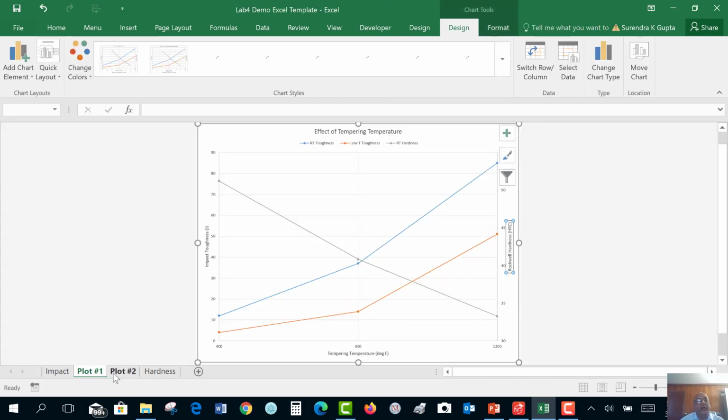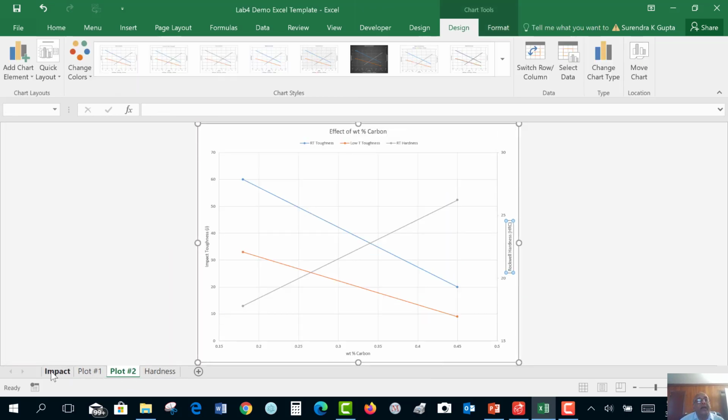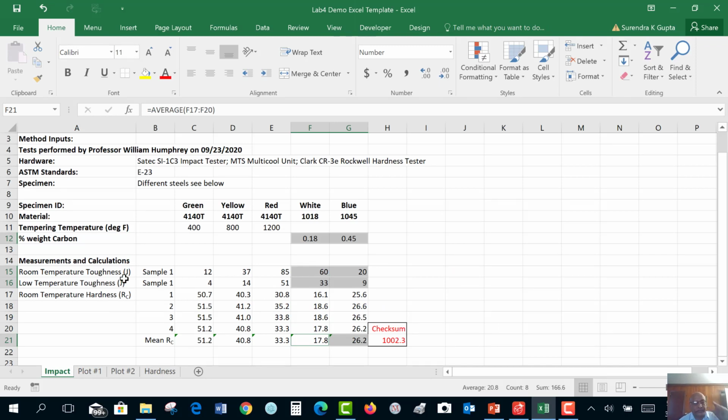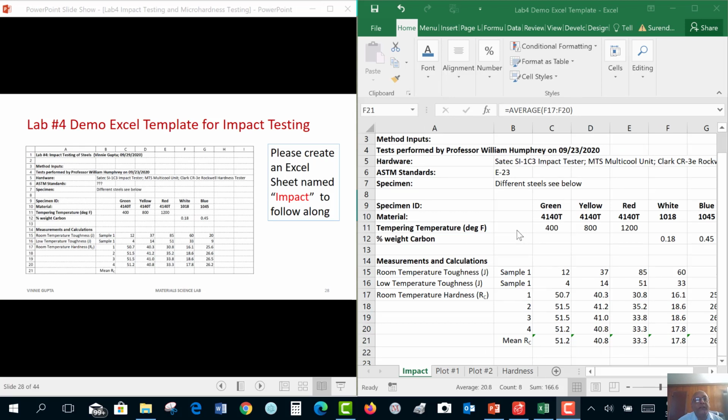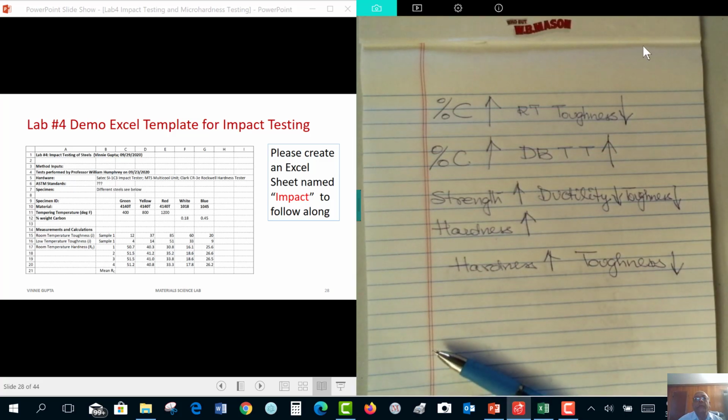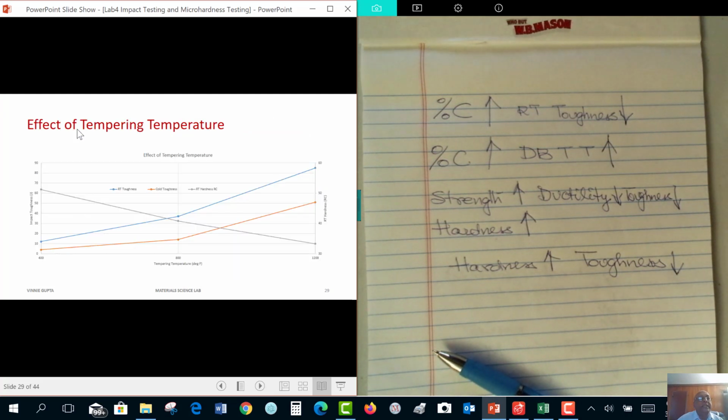Okay, folks, so we have two plots and our impact toughness. Okay, so let's see what our results mean. So let's see effect of tempering temperature. So this blue curve, red curve, impact toughness versus tempering temperature. And this gray curve is hardness.